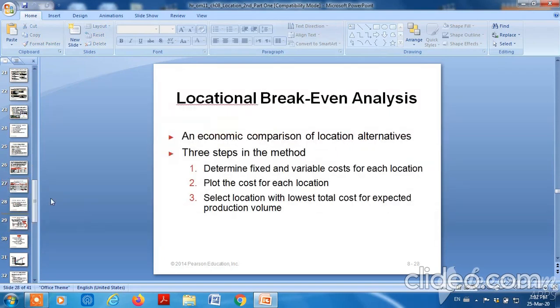The second method that can be used to determine the best location, the optimal location, is location break-even analysis. And I think that we can start from this slide at the coming lecture, inshallah.